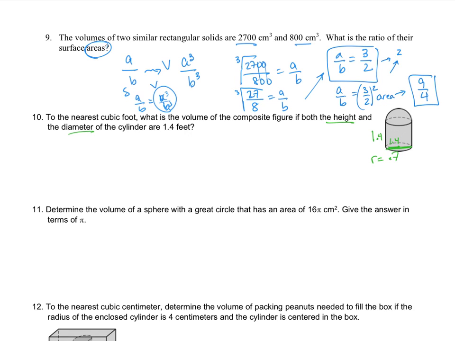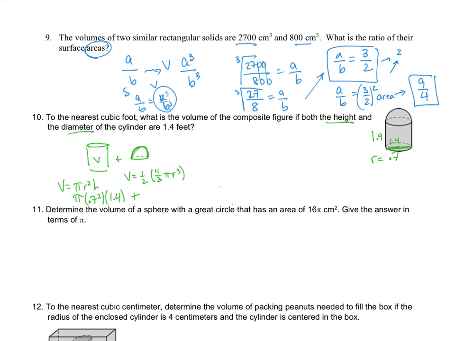I need to break this up and do it as two separate problems. I could do the cylinder volume plus the volume of this hemisphere. So the volume of this cylinder is going to be pi r squared h, which is pi times 0.7 squared times the height of 1.4, plus the volume of this hemisphere is 1/2 times the 4/3 pi r cubed.